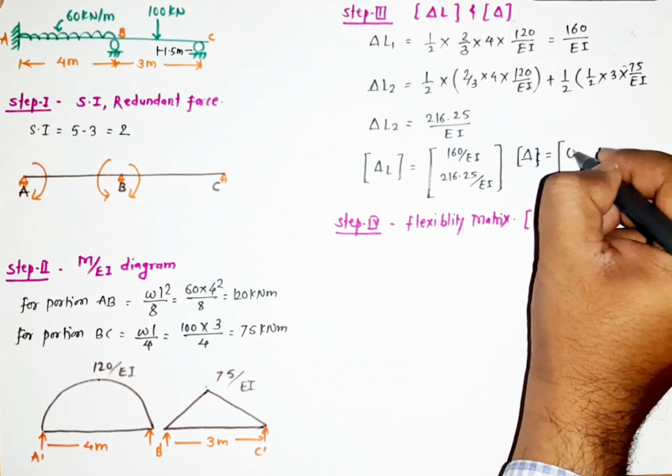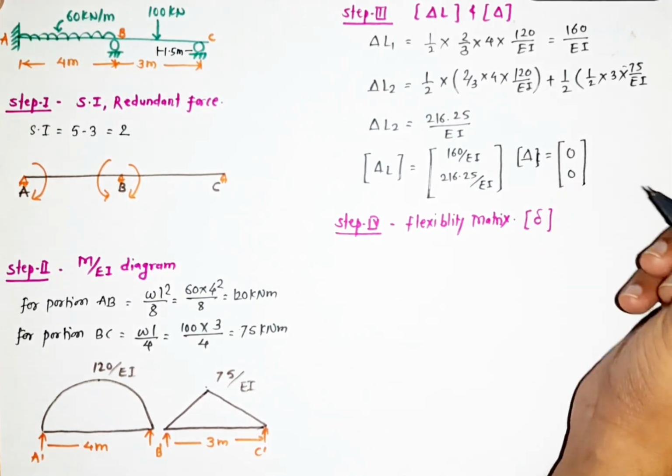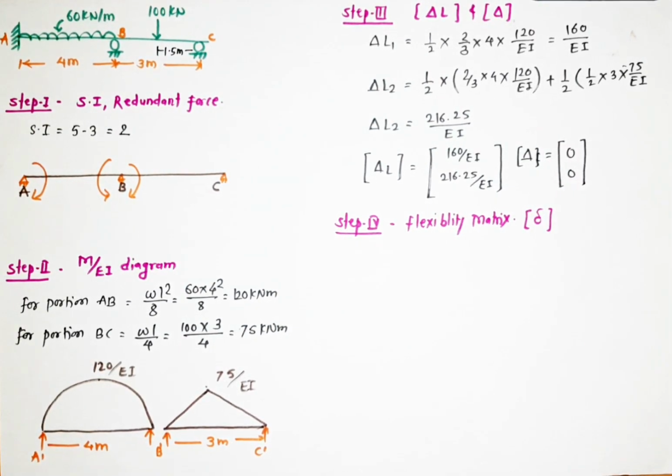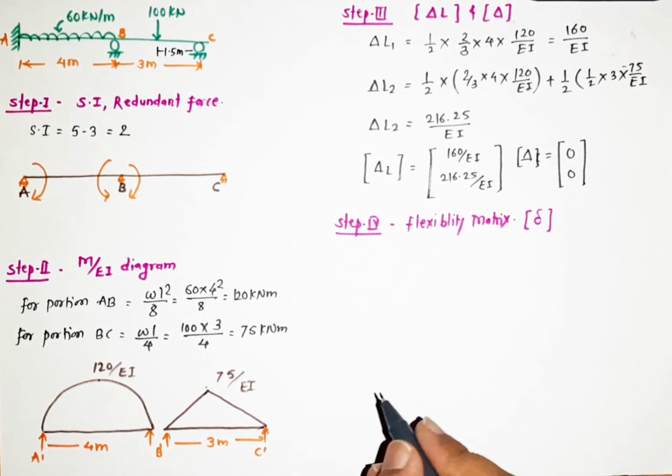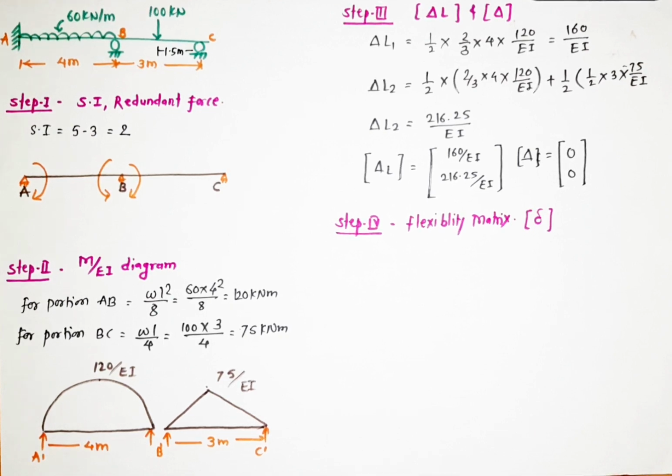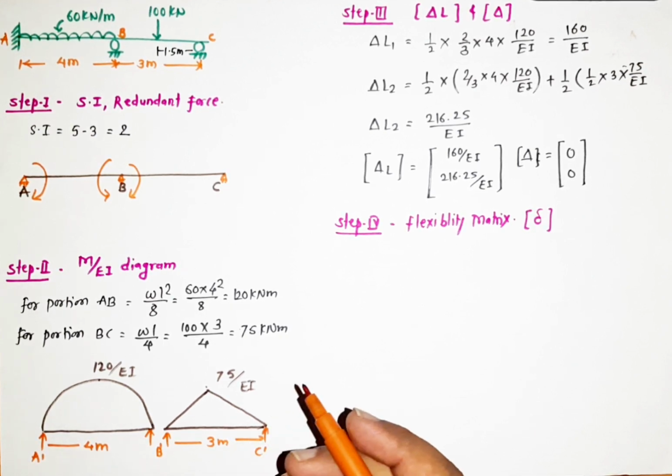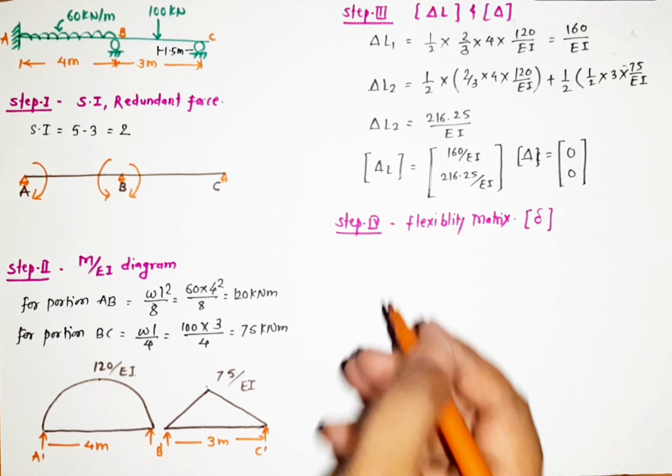This delta matrix will be 0 0, as there are two redundant forces. Static indeterminacy is 2, so ultimately we will have a 2 by 2 matrix itself. Now we want to calculate a flexibility matrix, which is called a delta matrix. Whenever we want to do it, first we have to give a unit displacement along those coordinate directions.